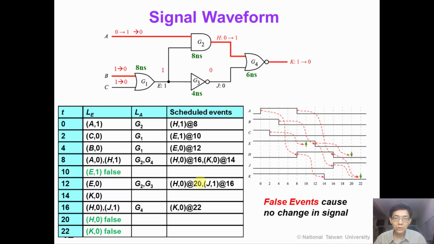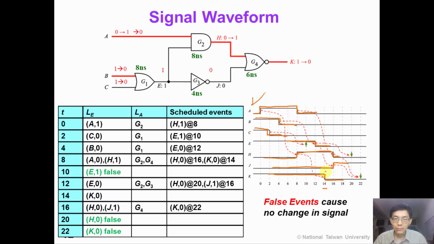After event-driven simulation, we can now plot out a timing diagram to show the signal waveform. Input A is having a 0 to 1 and a 1 to 0 transition. B has a falling transition and C has a falling transition. Signal E has a falling transition at time 12, and the waveform of H is like this, waveform of J is like this. Finally, the output falls to 0 at time 14.